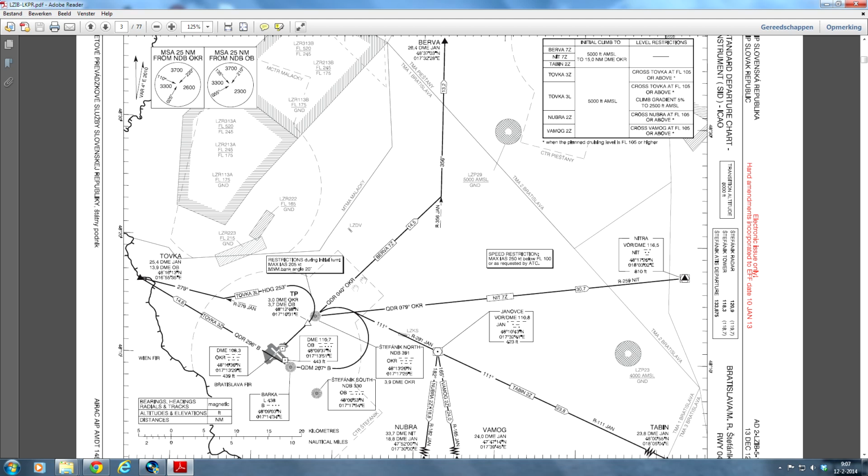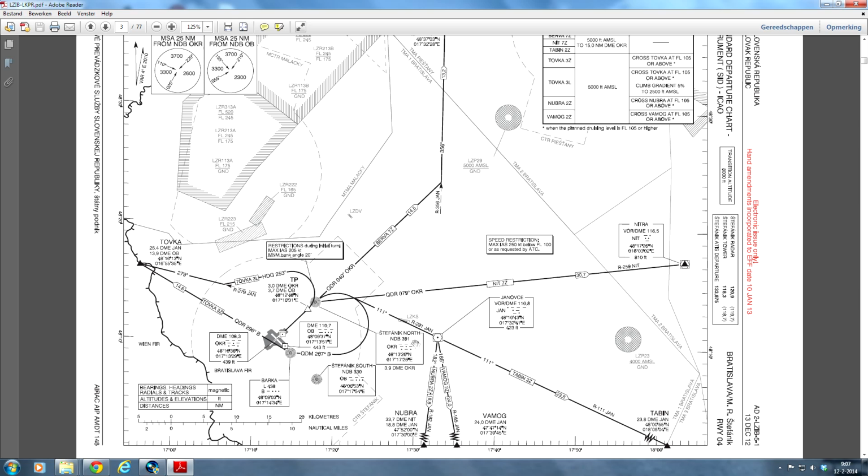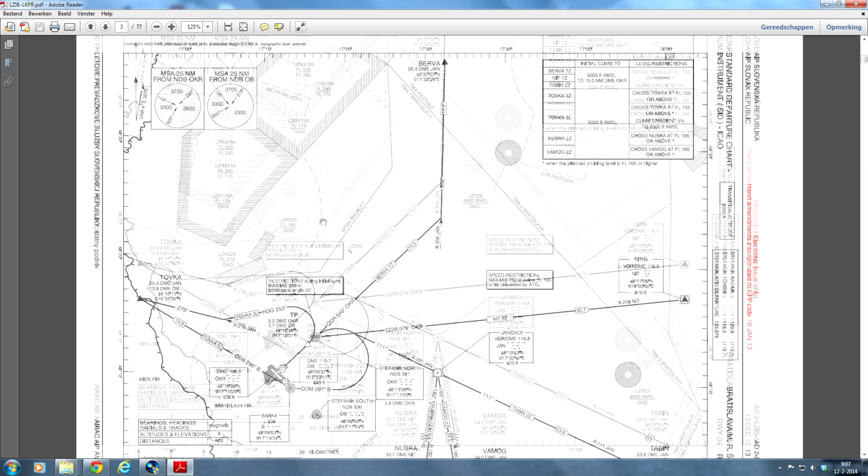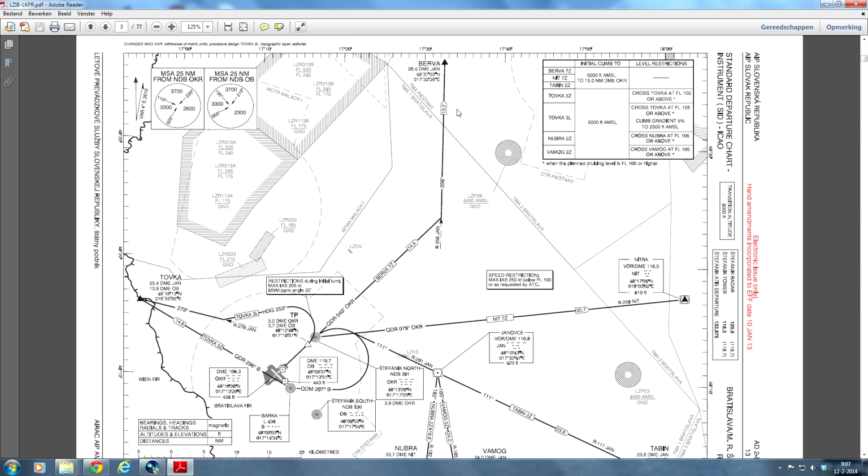If we're going to fly to Berva, we're going to fly pretty much straight ahead and then turn left here to intercept this radial 356 of this VOR station, Juliet Alpha November. So again, a lot of information on this chart. Make sure you give it a good review.